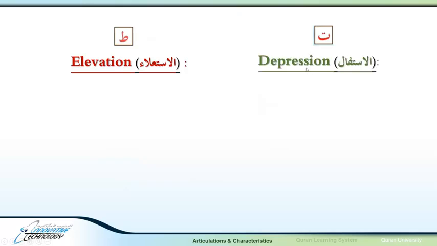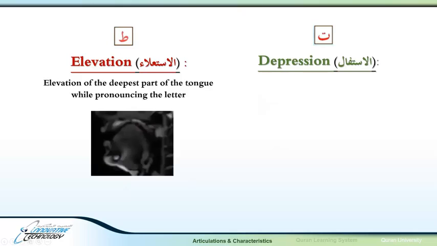Now, the ta on this right side and the ta on the left side, and we're going to look at the 2 opposing characteristics related to these 2 letters. On the left, we have the characteristic of elevation, isti'la, and on the right, we have the characteristic of istifal, depression. Elevation in Arabic, al-isti'la, and in cases of elevation, we do actually elevate the back of the tongue, the deepest part of the tongue, while pronouncing the letter. This is elevated towards the hard palate.